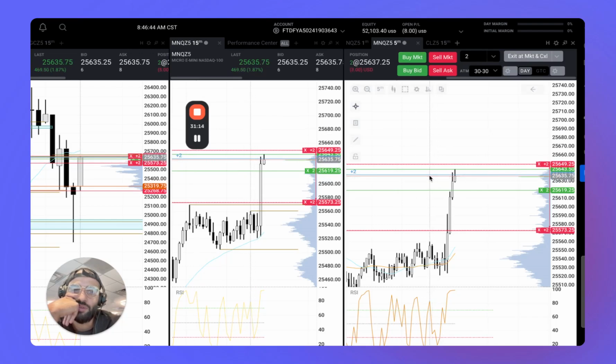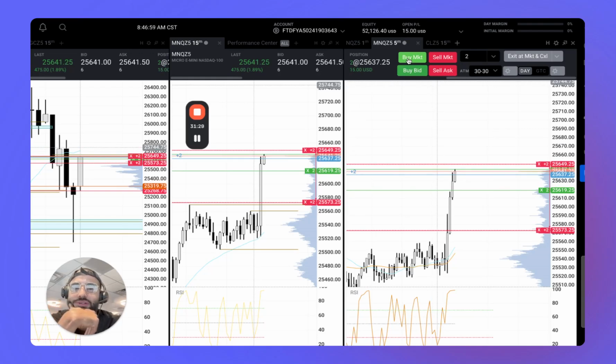So here, let's say my entry was at 35. If it comes down to 19, then my average entry is going to be 25, 27. Not doing math real good right now in real time, but that is the concept of average entry price.